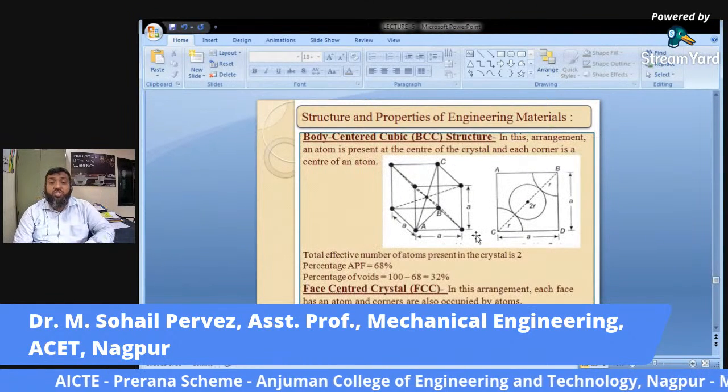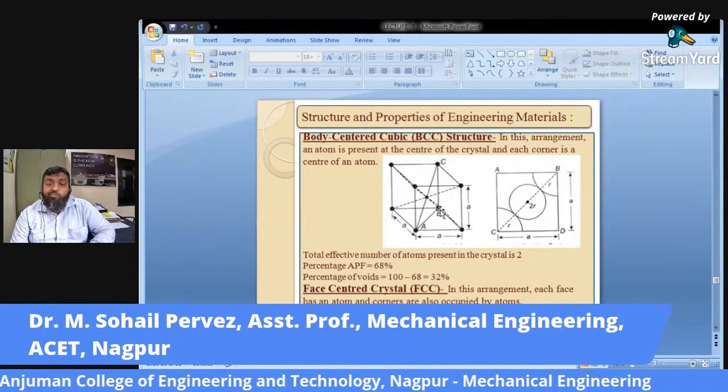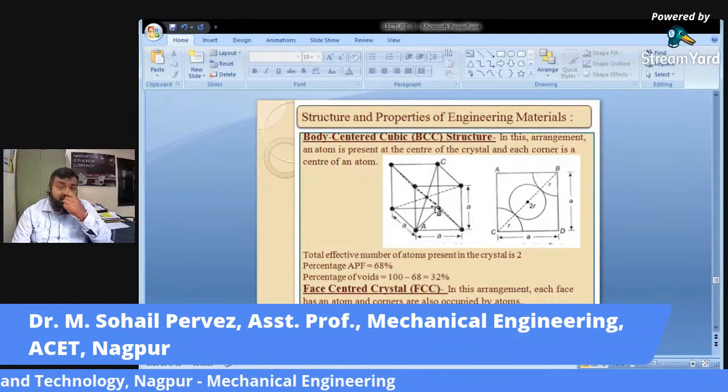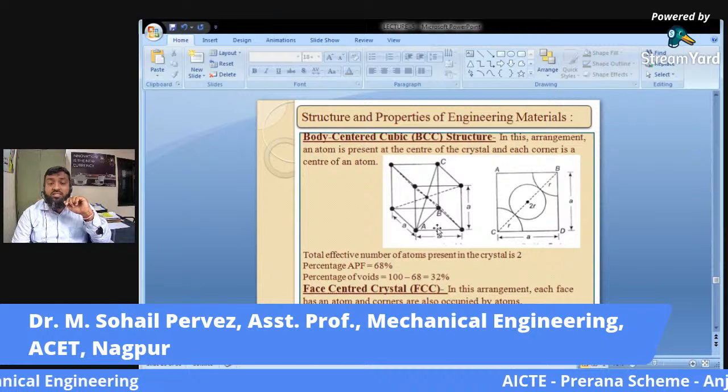Next, body centered cubic, called BCC. An atom is present at the center of the crystal, and each corner atom is attached to it. This is called BCC.